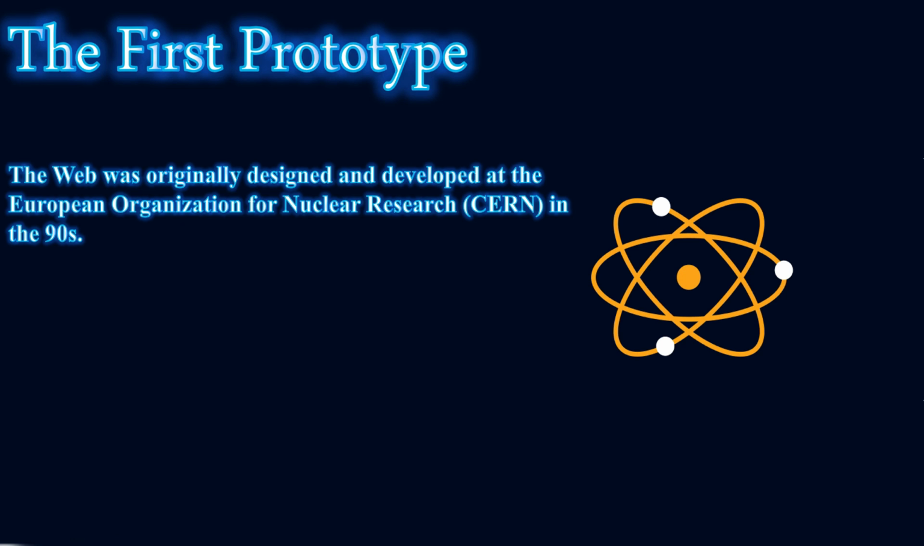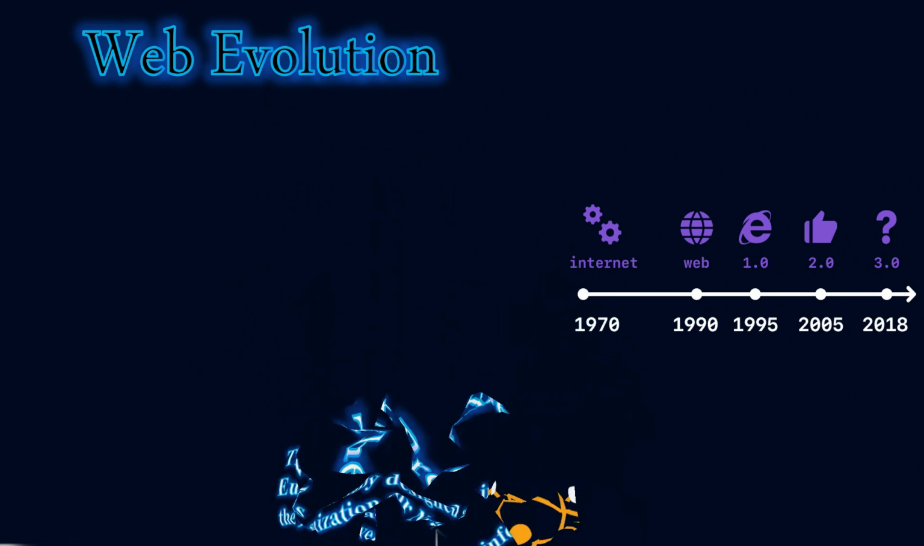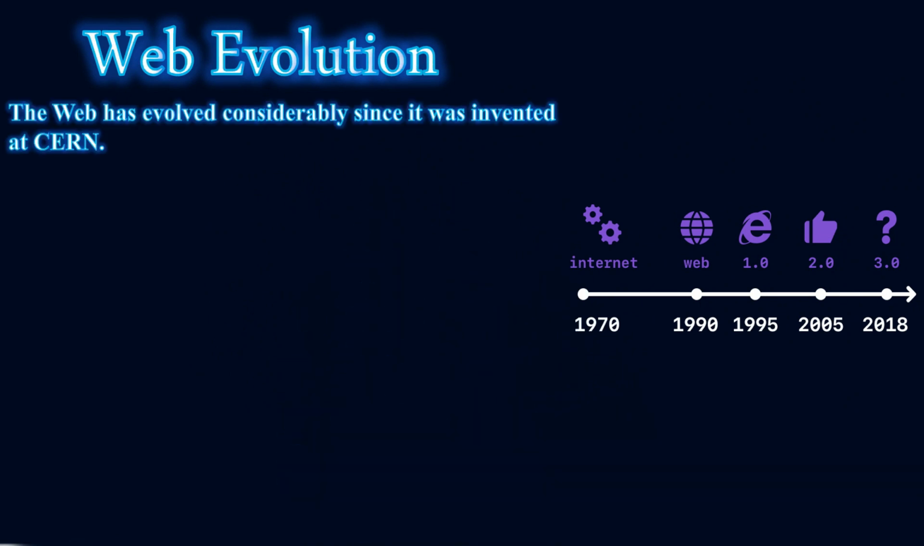So the web was originally designed and developed at the European Organization for Nuclear Research in the 1990s. The first prototype enabled scientists to share information between different universities and research institutes around the world. So the web has evolved considerably since it was invented at CERN, or the European Organization for Nuclear Research.